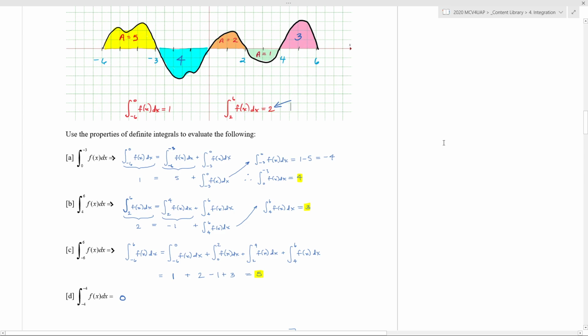Now, it doesn't ask you this here, but if it did ask you what's the integral from 6 to -6 of f of x dx, then that answer would just be -5.